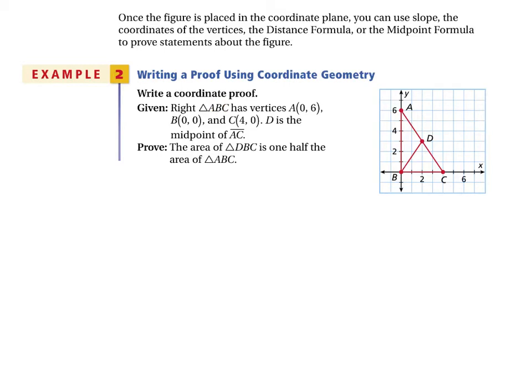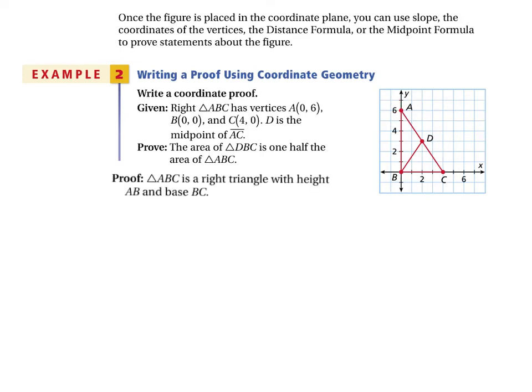So let's write a coordinate proof. Here's what we're going to do. We have a given. Triangle ABC has vertices as shown. A is 0, 6, B is 0, 0, the origin, and C is 4, 0. And then we know D is the midpoint of segment AC. I want to prove that triangle DBC is 1/2 of the area of triangle ABC.